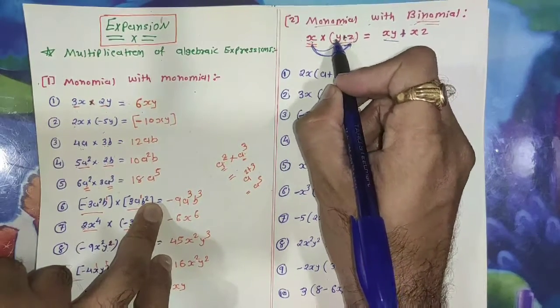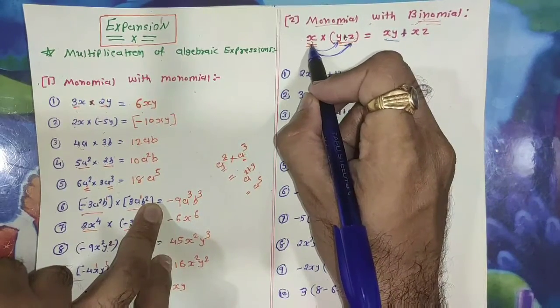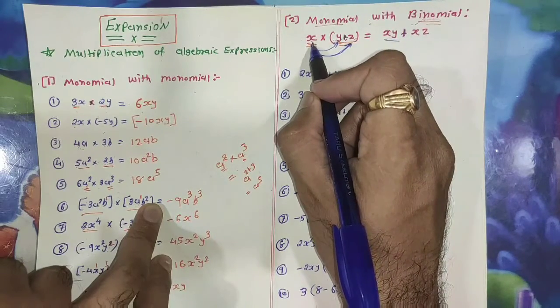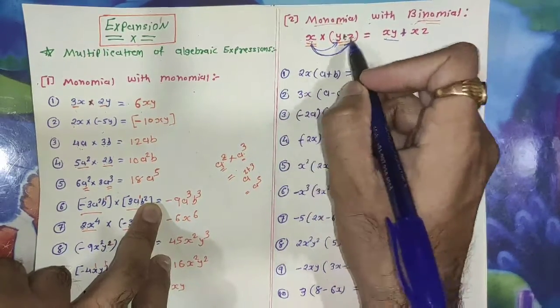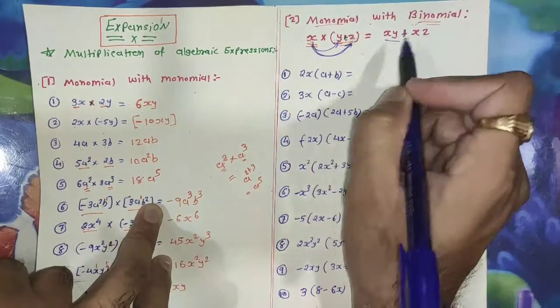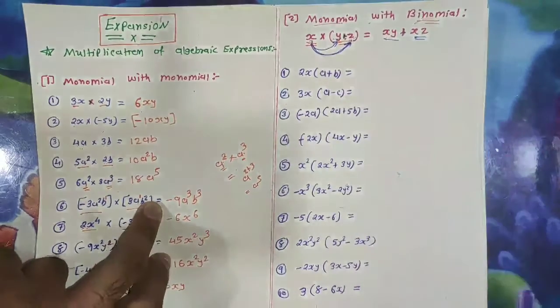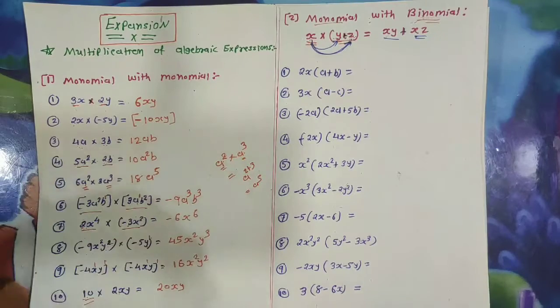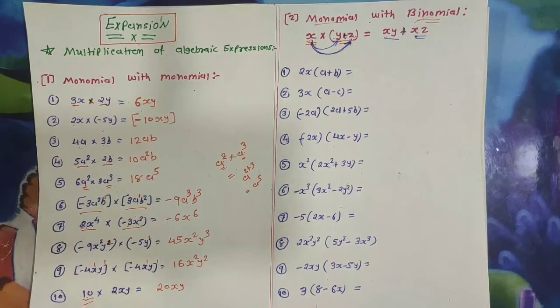Two terms are there, first term and second term. First you have to multiply this monomial with the first term, then the sign, and then again you have to multiply that monomial with the second term, which is x into z, which is xz. Clear, students? This is how you can perform the multiplication of a monomial with a binomial. So let's do some sums.